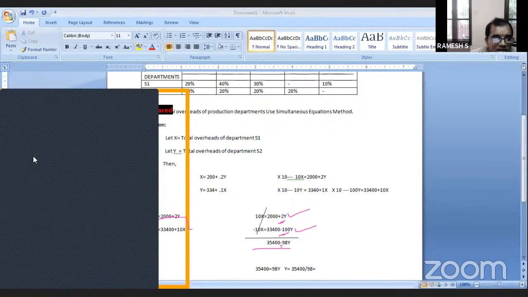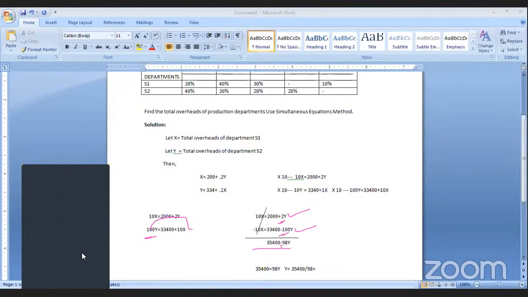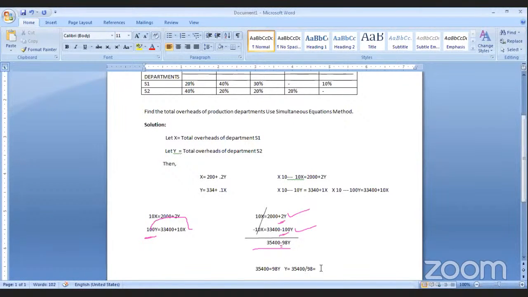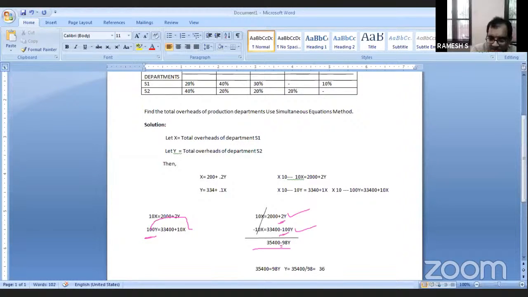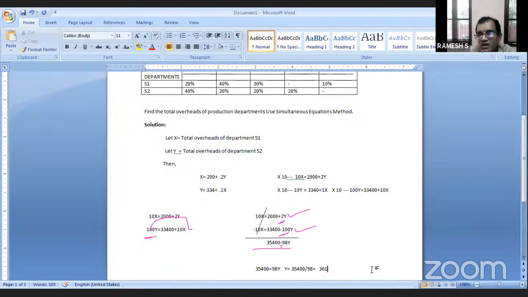35,400 divided by 98 gives 361.22. I will take it as 361. It is less than 0.5, so 361.5 is not there. So 361.2 is there, and I will take it as 361.